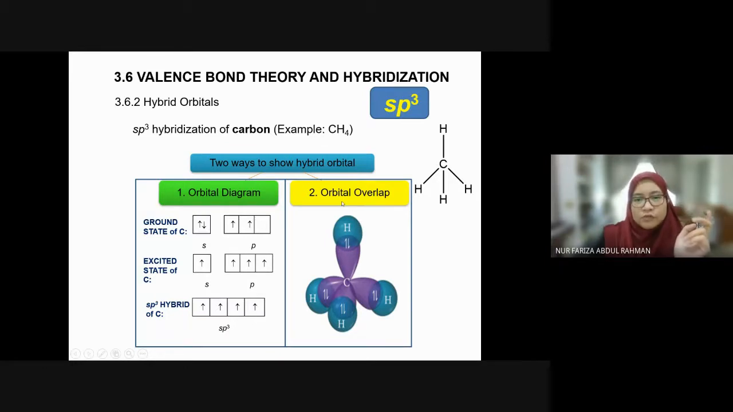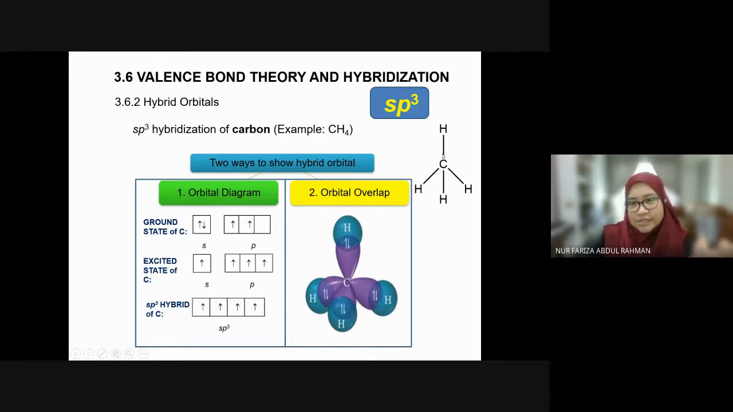Don't get confused with orbital overlap and orbital diagram. Don't confuse. So for orbital diagram we use boxes. Orbital overlap is to represent the real orbital. To draw the orbital overlap, it is easy, we just look at your Lewis structure.